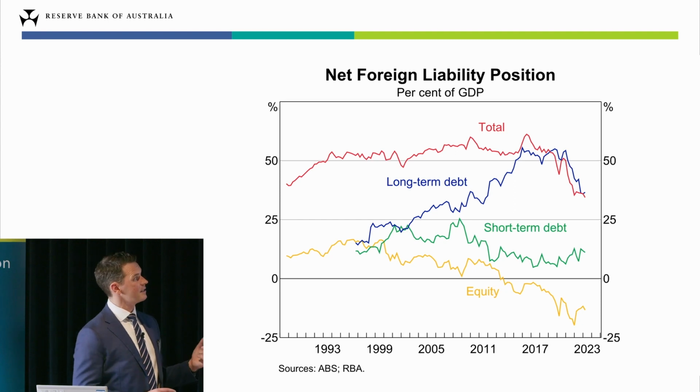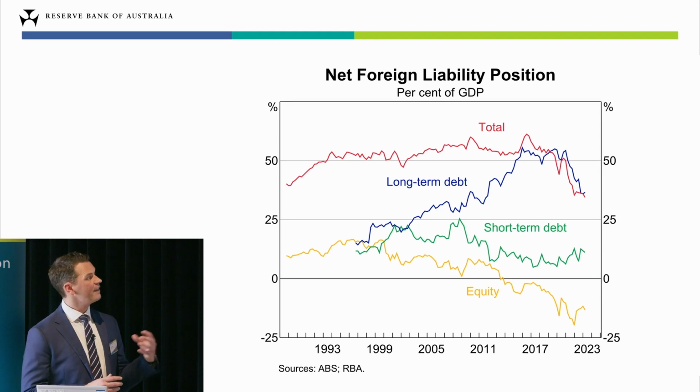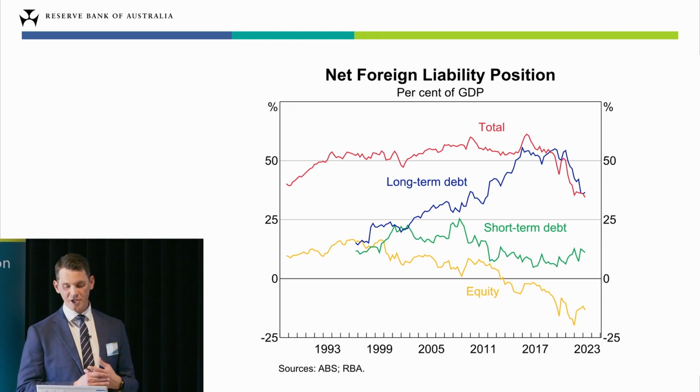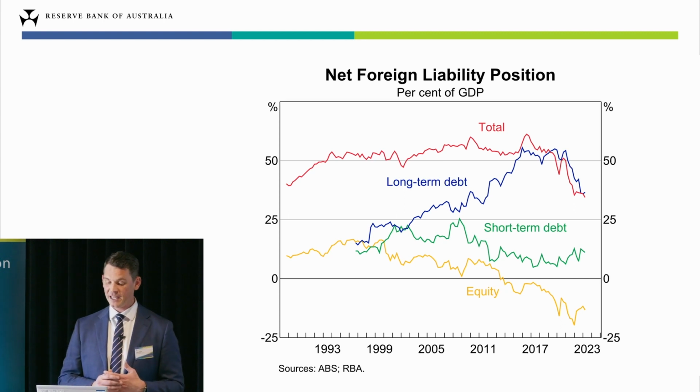Another key trend that you can see from the graph is the shift from short-term to long-term debt. And this partly reflects an increase in foreign purchases of Australian government bonds, as well as a shift away from short-term debt by the banking sector after the financial crisis.